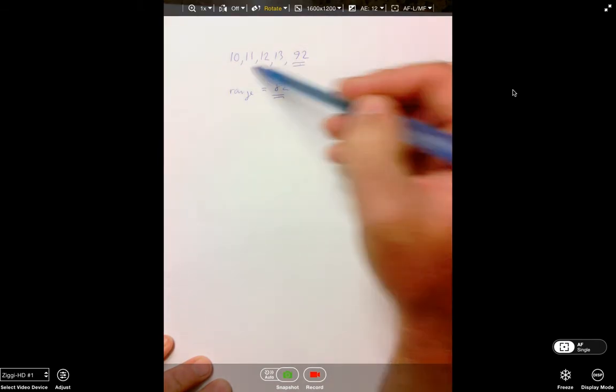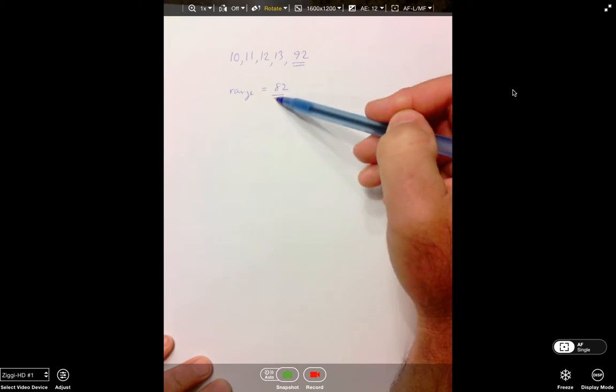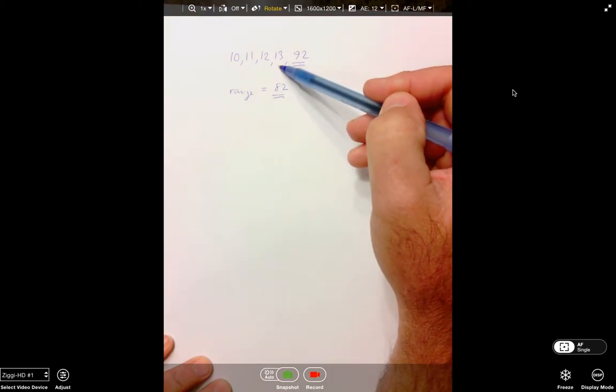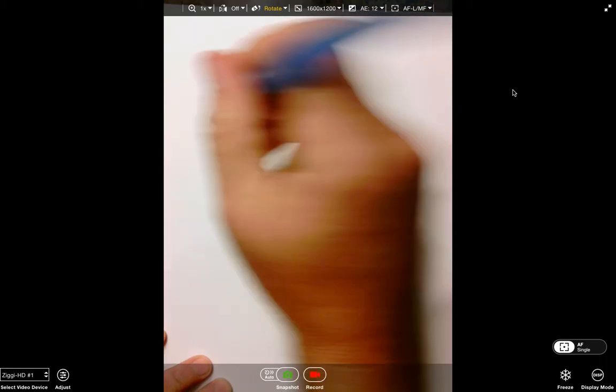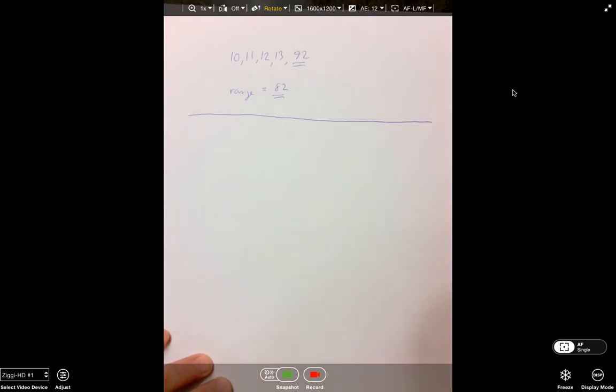So relative to the other scores in the data, 92 is unusually high. And 92 has a big effect on our range. 80% of our data ranges from 10 to 13. But then we have this one outlier here that artificially inflates that. So the range really isn't a cool measure of spread because it is so artificially inflated by outliers. So guys, when you have outliers, you want to be really careful on using the range for much more than just to report the difference in the high and the low.